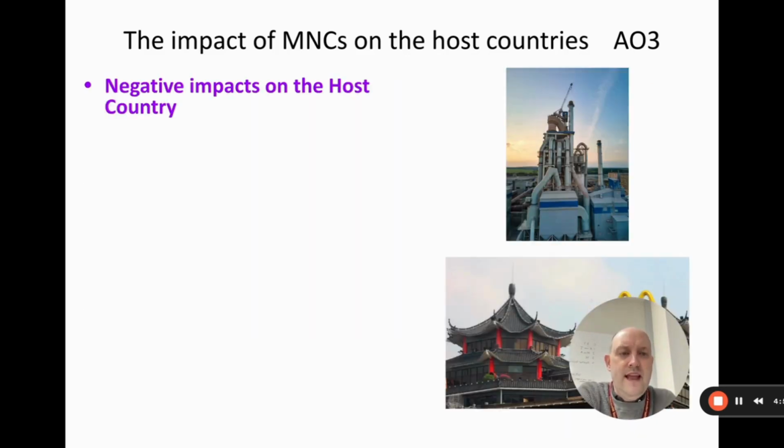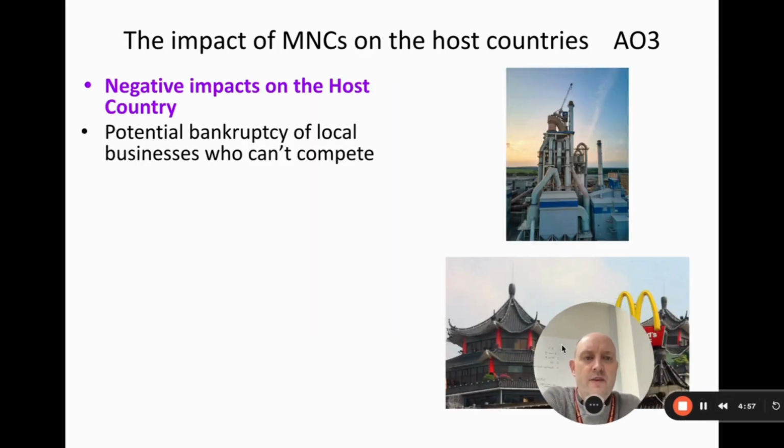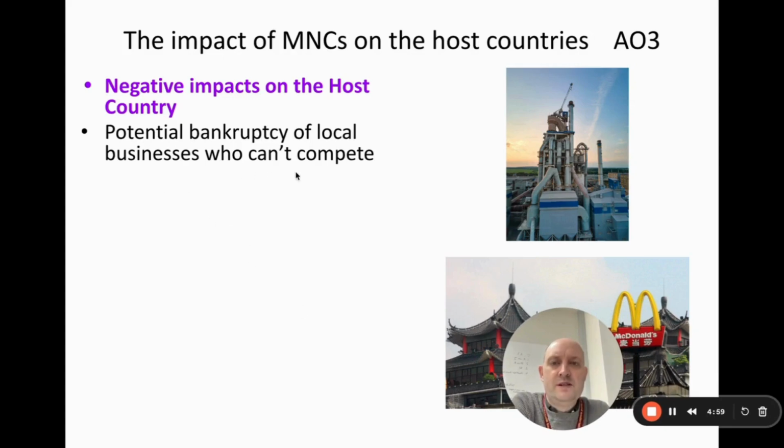Some possible negative impacts are the possible bankruptcy of local businesses who can't compete. So when the multinational company comes in, maybe the local businesses who are competitors are not able to compete. Maybe they have an inferior product or higher prices, and therefore that leads to bankruptcy, which is obviously bad for the local economy because then jobs are lost, etc., etc.